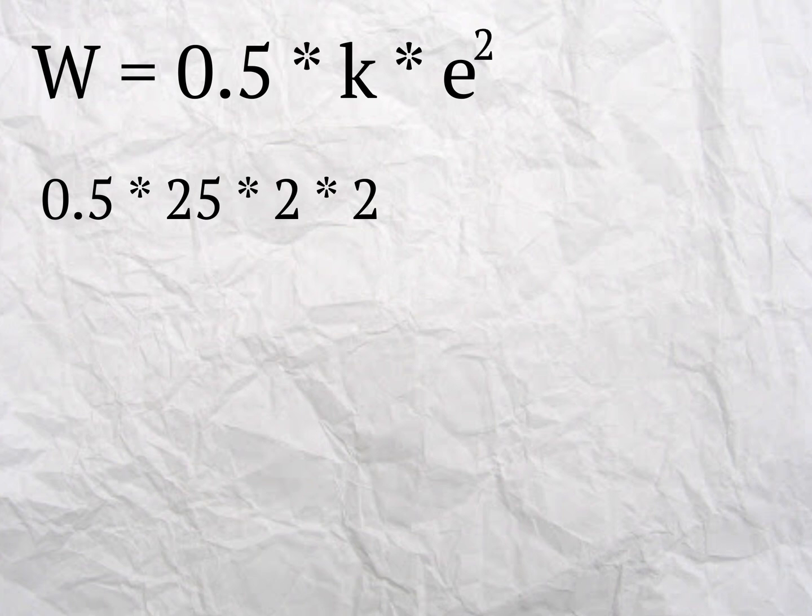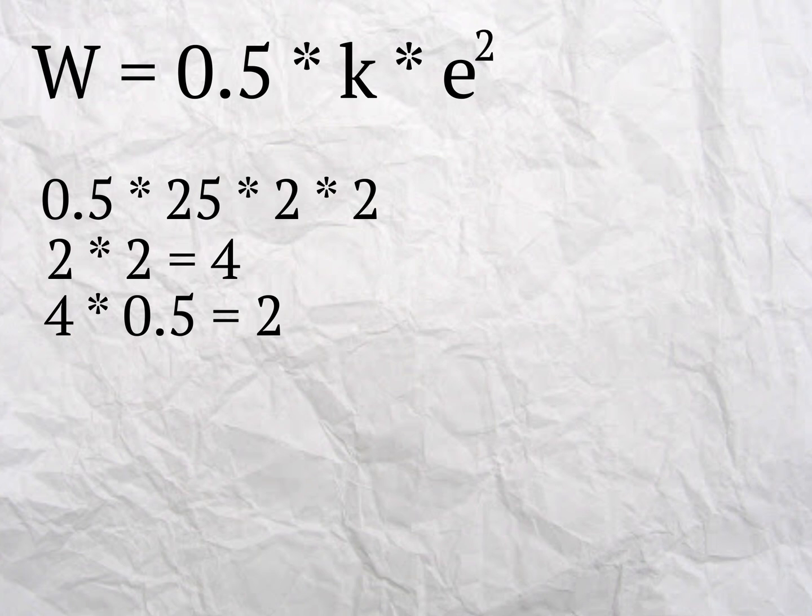Well, 2 times 2 is 4, and 4 times a half is just 2 again. So that leaves us with 2 times 25, which is 50. So the answer's 50. No, wrong.